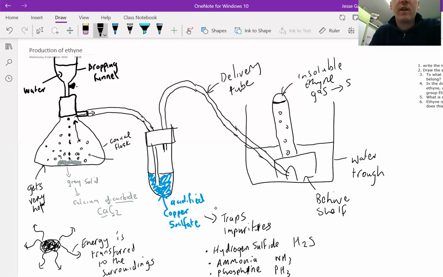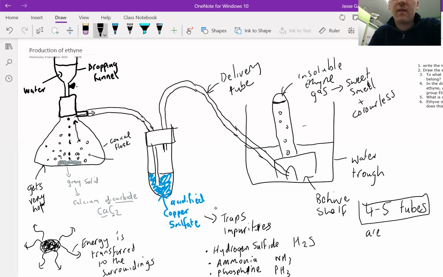Ethyne gas has a sweet smell, like the ethene did. It's a sweet smelling gas, and it's colorless, so you won't actually be able to see it in here. It will just look like it's empty. But there is a gas there, and we will allow the test tube to fill with gas until it pushes all of the water out. We would then stopper it and collect another one. We want to collect about 4 to 5 tubes.